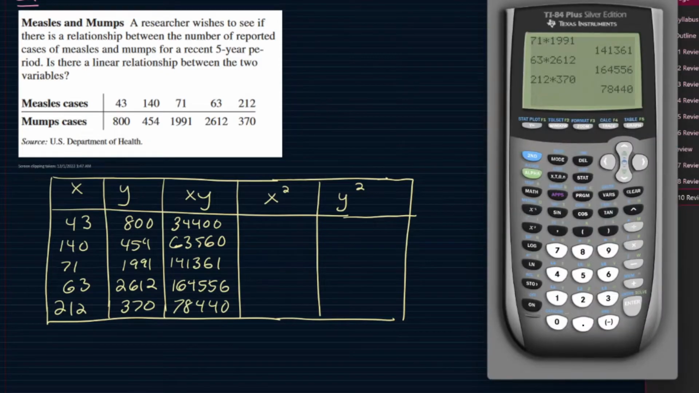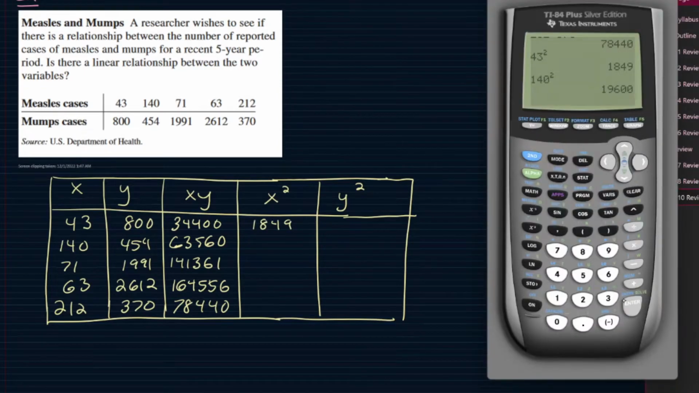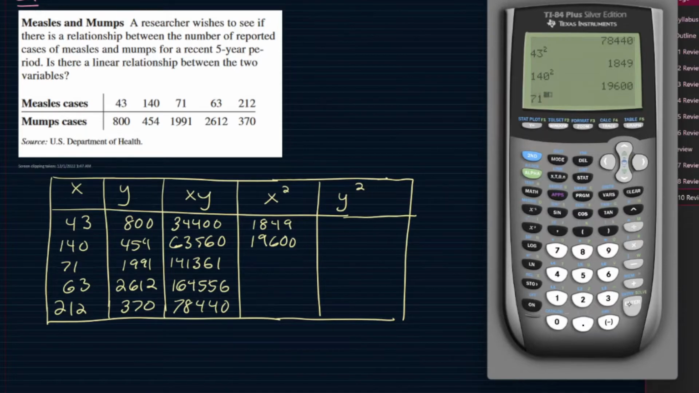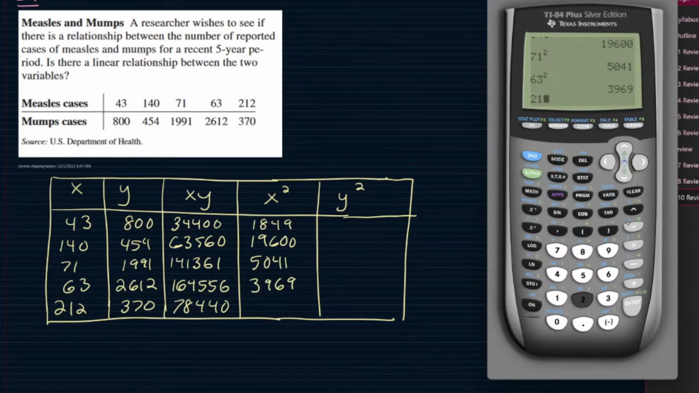A column for x squared, so I'll do 43 squared. 140 squared. It's 1849. 19,600. We need 71 squared, 63 squared, 5041, 3969, 212 squared, 44,944.